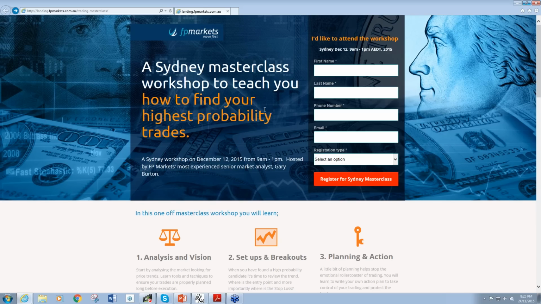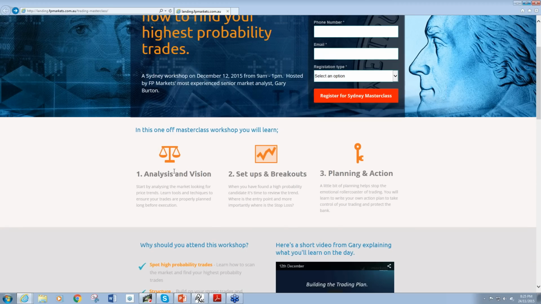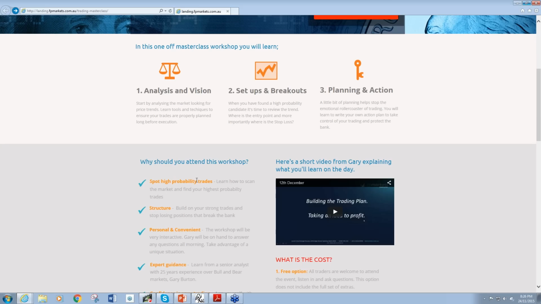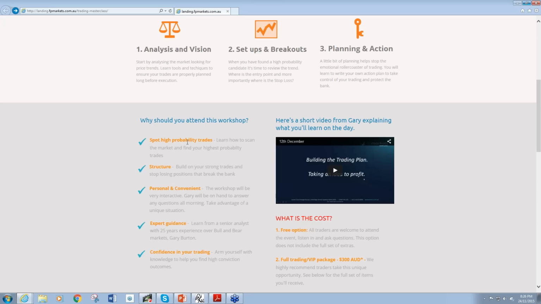There's a couple of things in here. We'll be looking again at what we've looked at tonight and take it a step further because we have considerably more time. I think we're going to run it for a bit over 4 hours. We're going to look at the analysis side of it, the setups and the breakouts, and then planning some action around that. There's a bit of a breakdown here. There's a little introductory video there, but we'll take a look at spotting the trades again, the structure of the market, that type of thing, and really have a really nice interactive day.